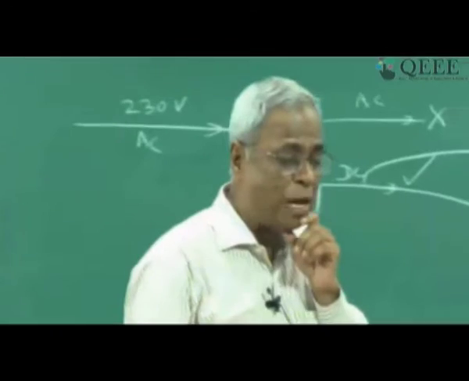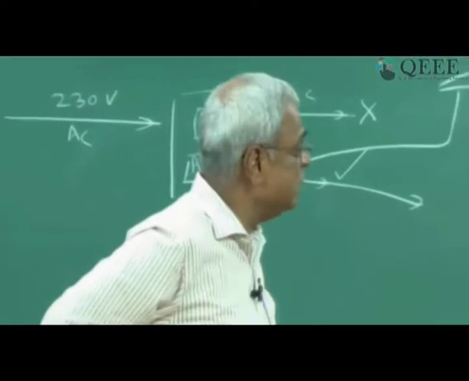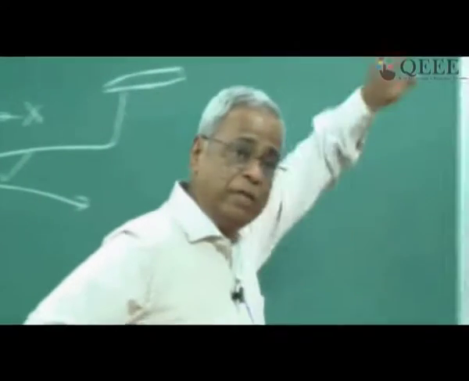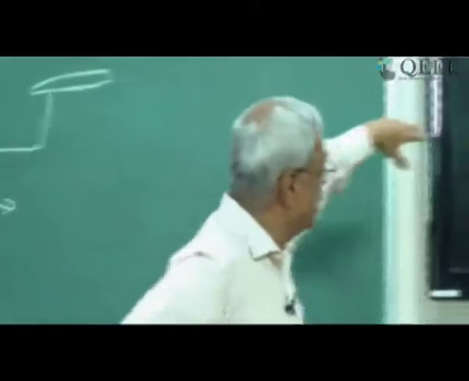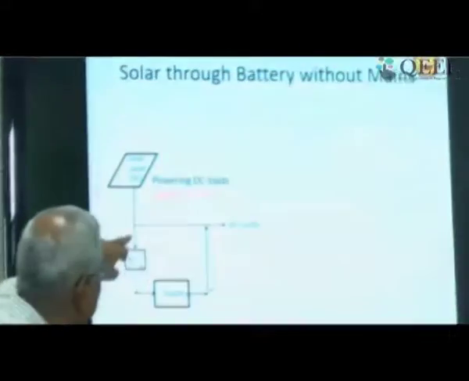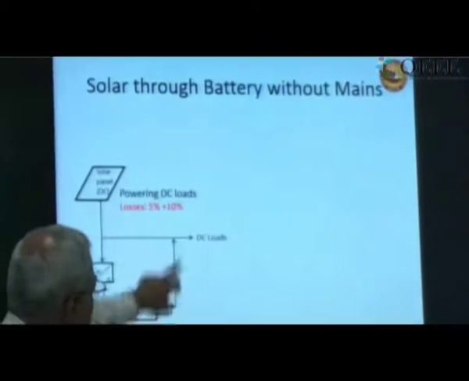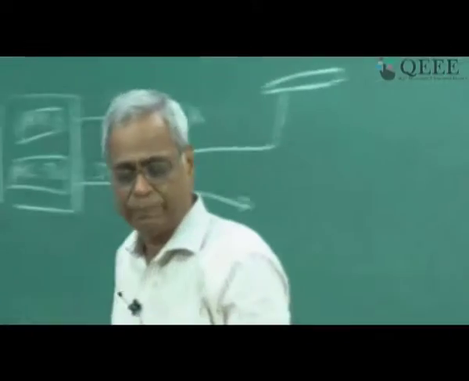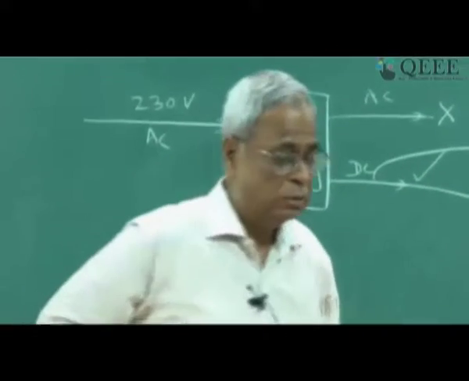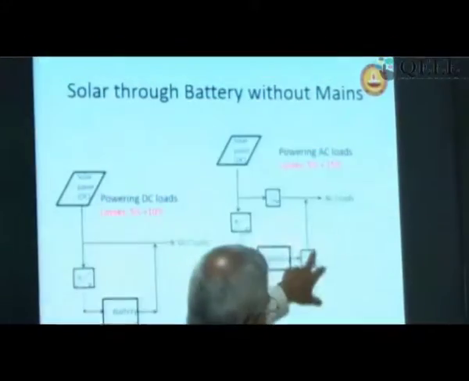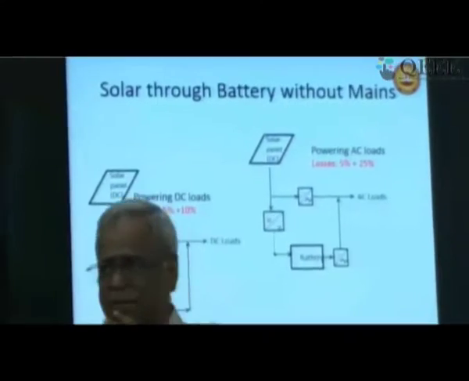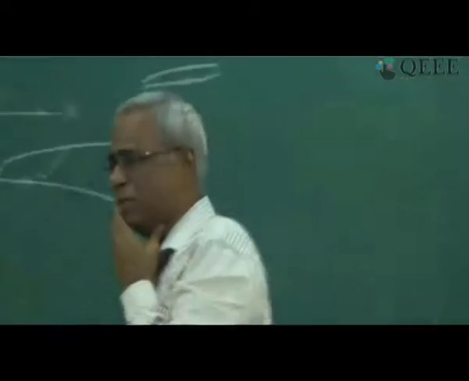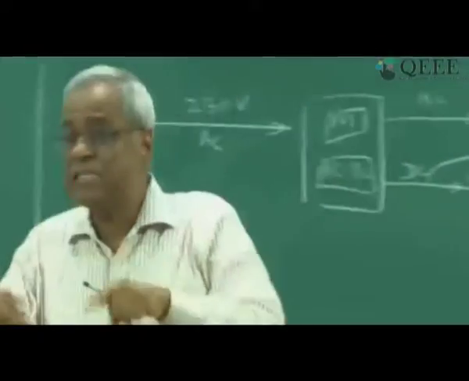Now if I take solar and go through the battery, without mains, remember I can go directly through a DC-DC converter to the battery and then I get this. So here I get about 5% loss and I get 10% due to the battery. I'll always get 10%. If I connect to an AC load, then I can still do this at around 5%. But here I'll get 5 plus 10, 10 plus 15, 25% loss. But this is if I don't have mains.